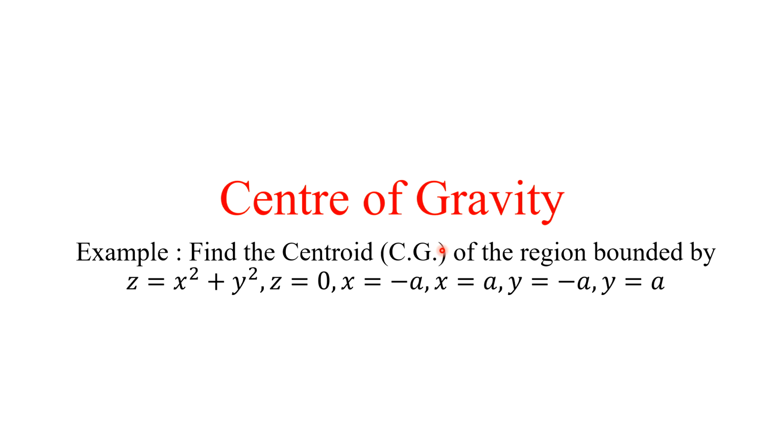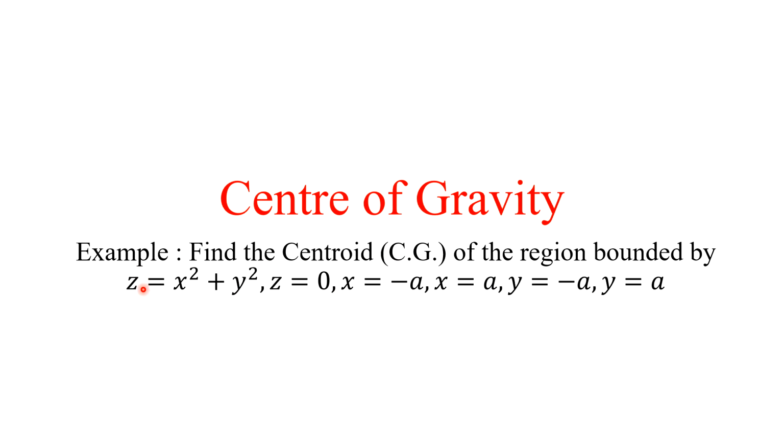Hello students, in this video we will find the center of gravity, also called the centroid, of the region bounded by z is equal to x square plus y square, z is equal to 0, x is equal to minus a, x is equal to a, y is equal to minus a, and y is equal to a.